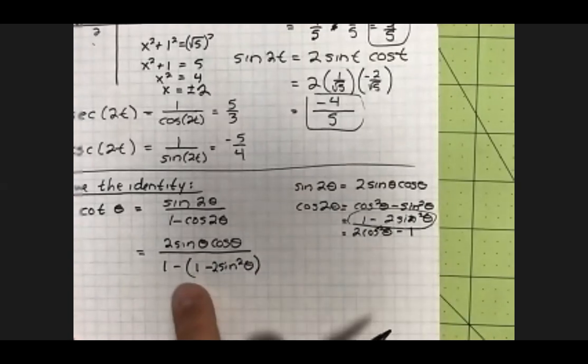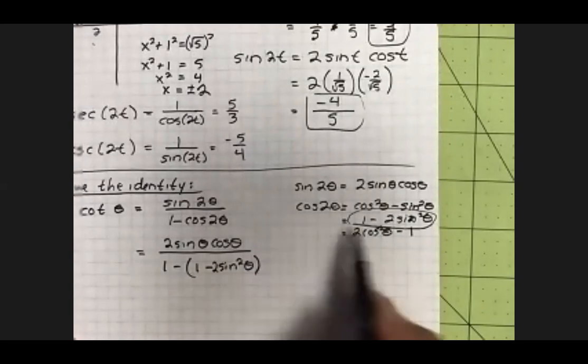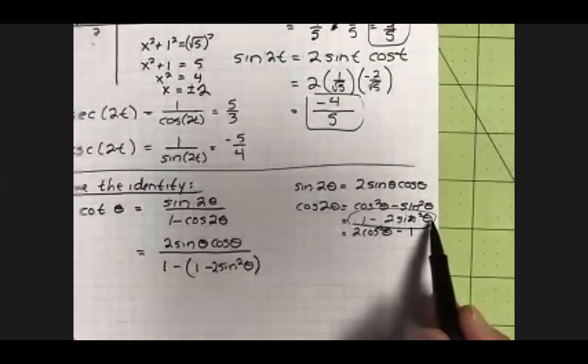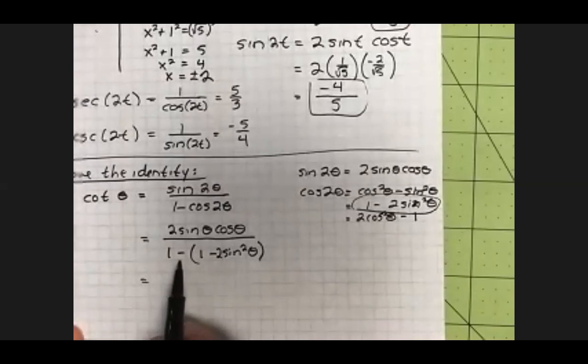Now I got to use parentheses, right? Because I'm subtracting 1 minus 2 sine squared theta. I'm subtracting this whole thing. Cosine of 2 theta is 1 minus 2 sine squared theta. So I had to subtract the whole thing. But once I do that, treat these 2 minus signs with respect.